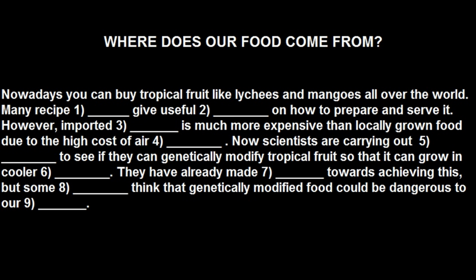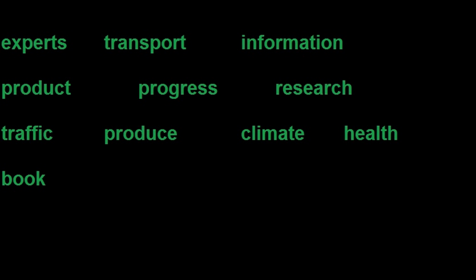In this exercise, we can see a text with some missing words. These missing words are in this box. What we must do is complete the text with the correct words written in the correct form. But attention, there are two words which we don't need to use.